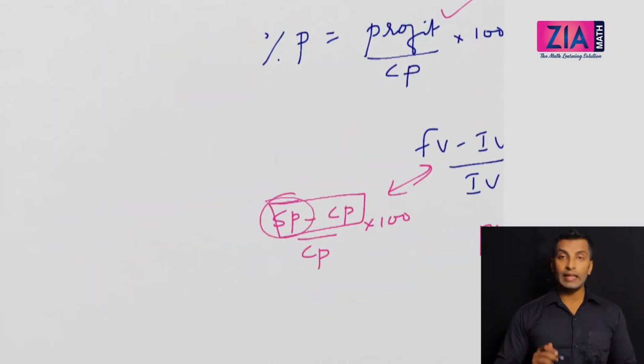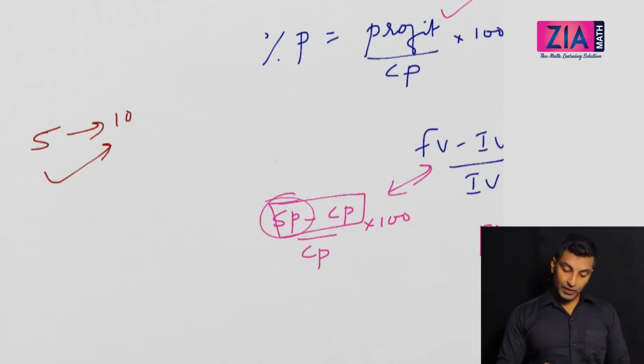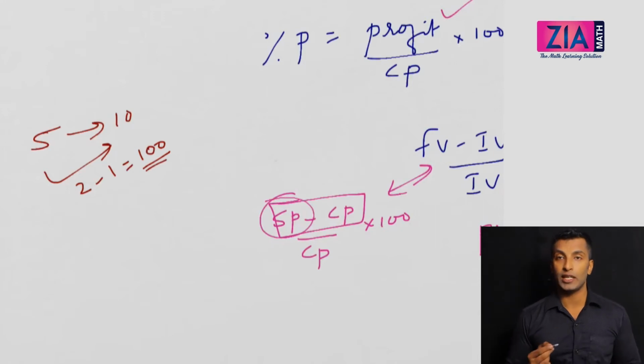Now let's suppose, in the same method that we calculated percentage, the shortcut method that we have discussed, 5 to 10. How will you calculate the percentage? The factor of multiplication is 2, so you write the factor of multiplication, 10 by 5, so 2. Then 2 minus 1, you will get 1, then add 2 zeros. That's how you'll calculate profit percentage also.